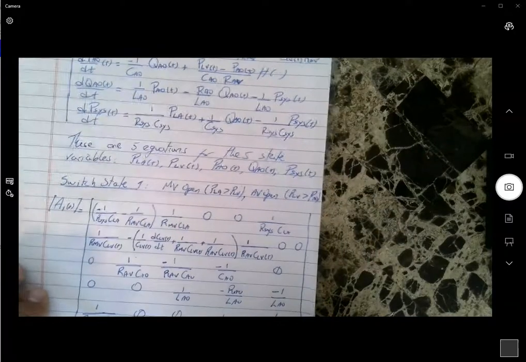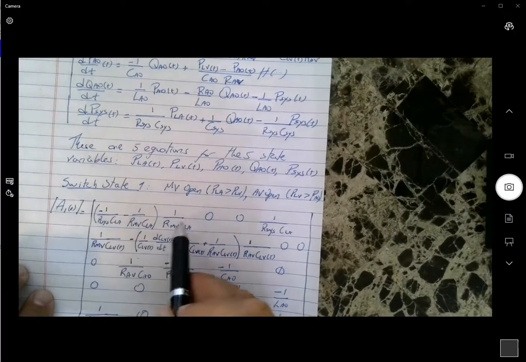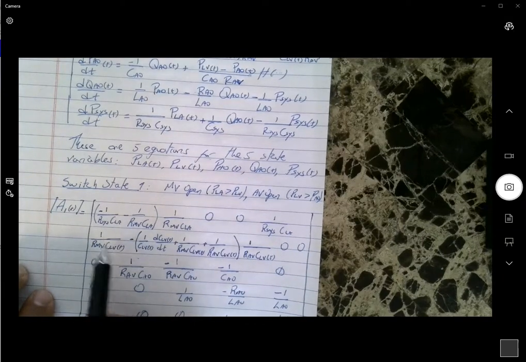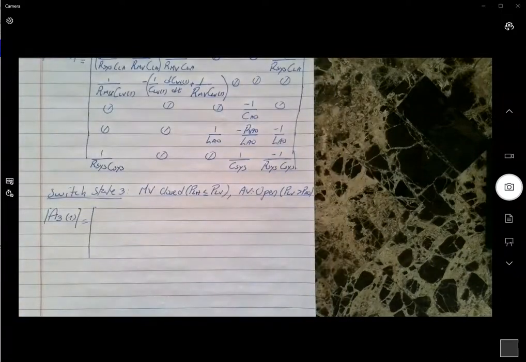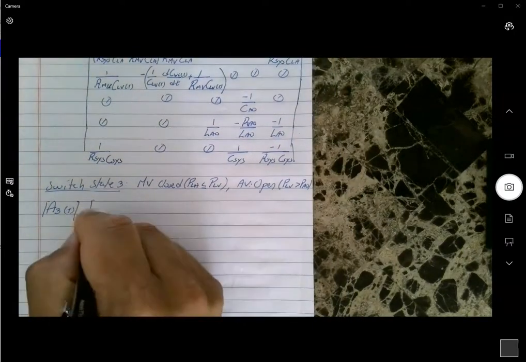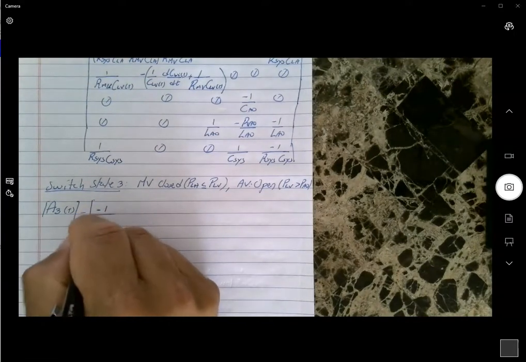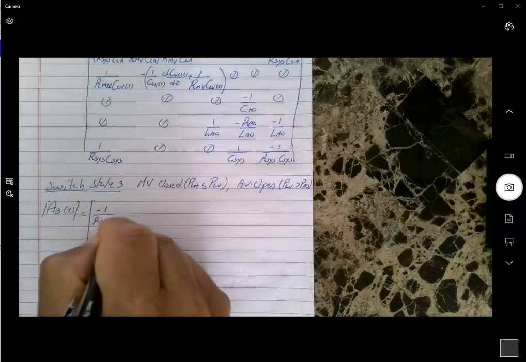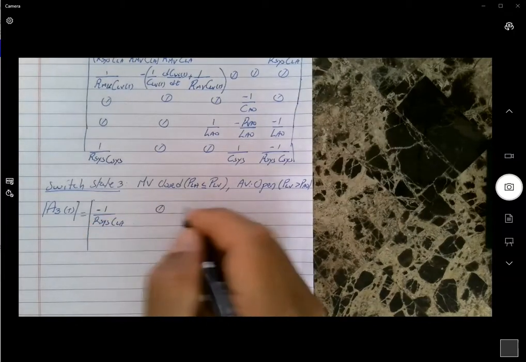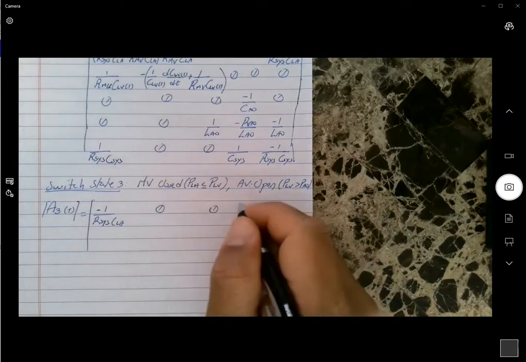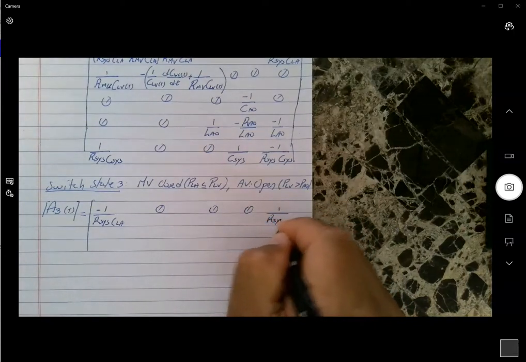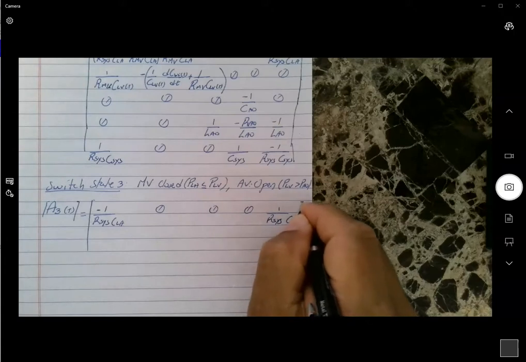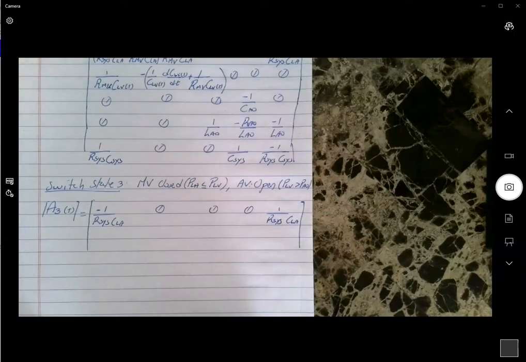So equation 1 now changes because the mitral valve is closed, so this one will go away, and this one will go away. Out of equation 2, this one will go away, this one will go away, this one will remain. And out of equation 3, nothing changes because the aortic valve is open. So I'm going to write this. First term is minus 1 over R systemic CLA. Then 0 for term number 2, 0 for term number 3, 0 for term number 4, and 1 over R systemic CLA for term number 5. That is equation number 1, or row number 1.